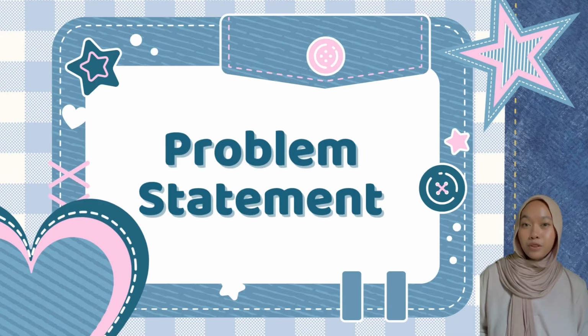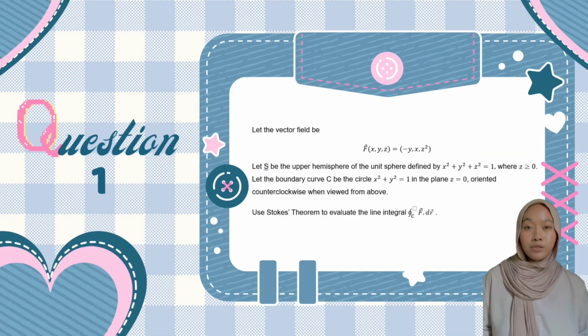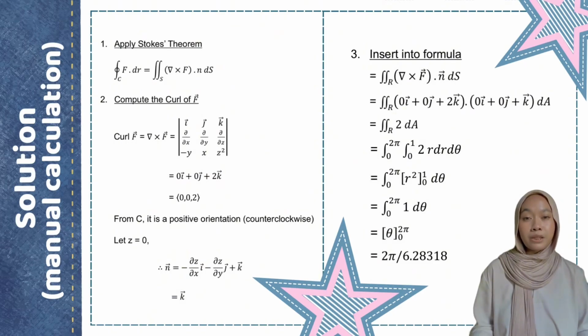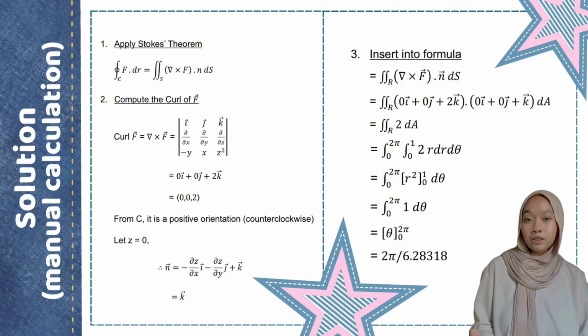Now, let's move forward to the problem statement. So here's the question for our first problem statement that we're going to discuss in this presentation. Now, I'm going to explain how to evaluate a line integral using Stokes' theorem with a step-by-step manual calculation. So we start by applying Stokes' theorem, which allows us to convert a line integral around a closed curve into a surface integral over the curl of the vector field.